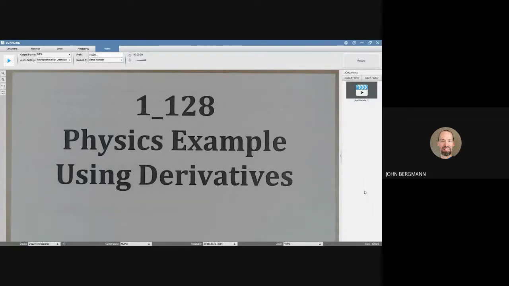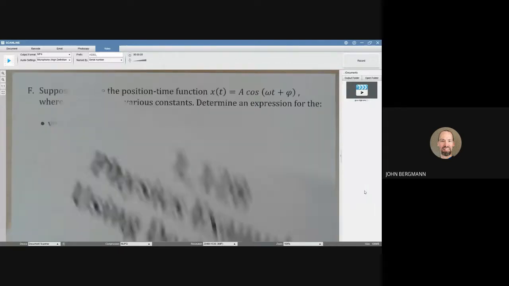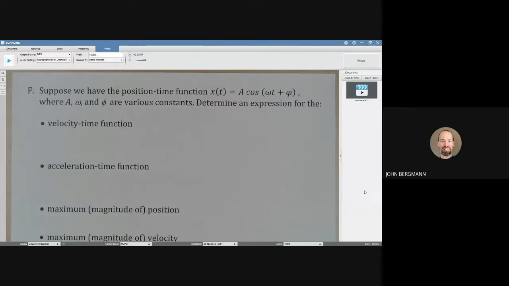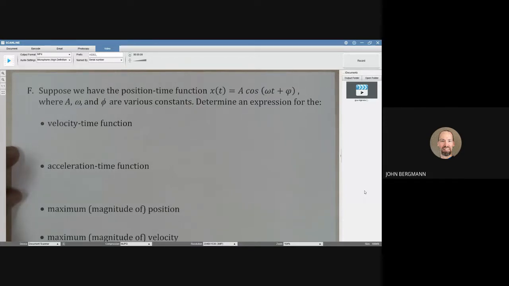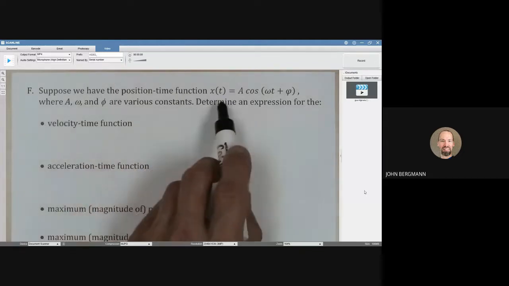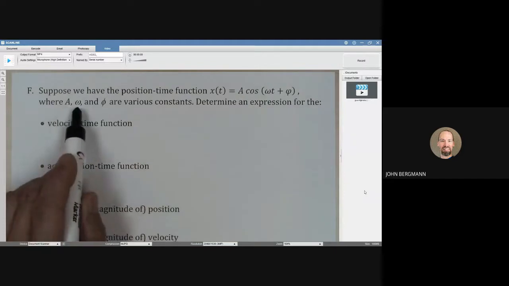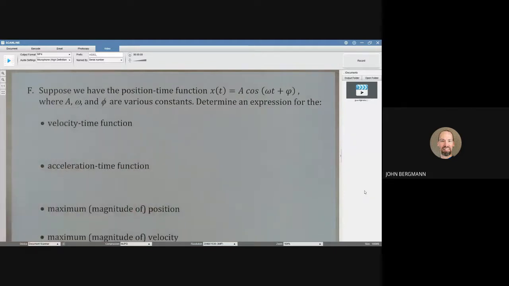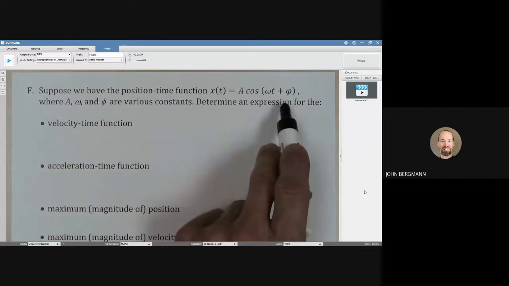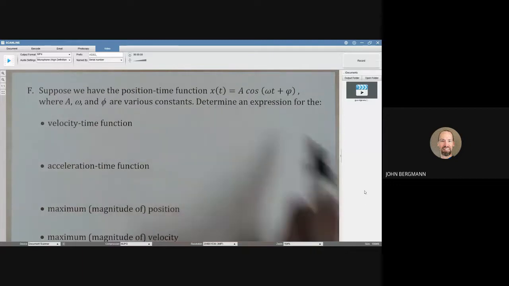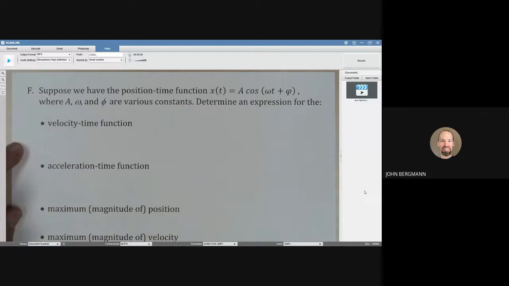Let's do a physics example using derivatives. This is actually an equation that we will meet in our class later on. So let's review the ideas with differentiation that we've gone through in a couple of videos before this one. Let's say we have a position time function that looks like that. A, omega, and phi are various constants, and actually this is a real equation. It does have meaning, but we're not worried about that now.